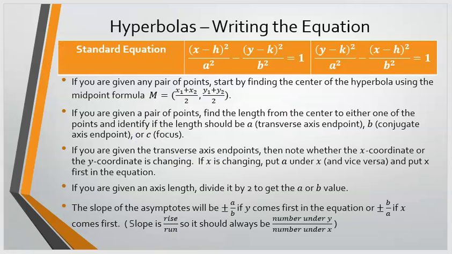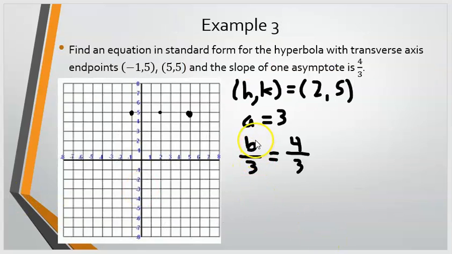So the hardest thing about the questions where they give you the slope of the asymptote is we have to be careful about whether we use a over b or b over a. Now in this case, the transverse axis endpoints were going in the x directions. So that means it's going to be a formula where x comes first. So if I'm thinking about rise over run, then rise is going to be the number under y on top of the number under x. So I know it's going to be the b over a setup in this case, because I've identified that it's the equation where x is going to come first, since it was the x coordinates changing in the transverse axis endpoints. So once you identify whether it's b over a or a over b, pick whichever fraction you need, and then set it equal to the slope that they gave you in the question.